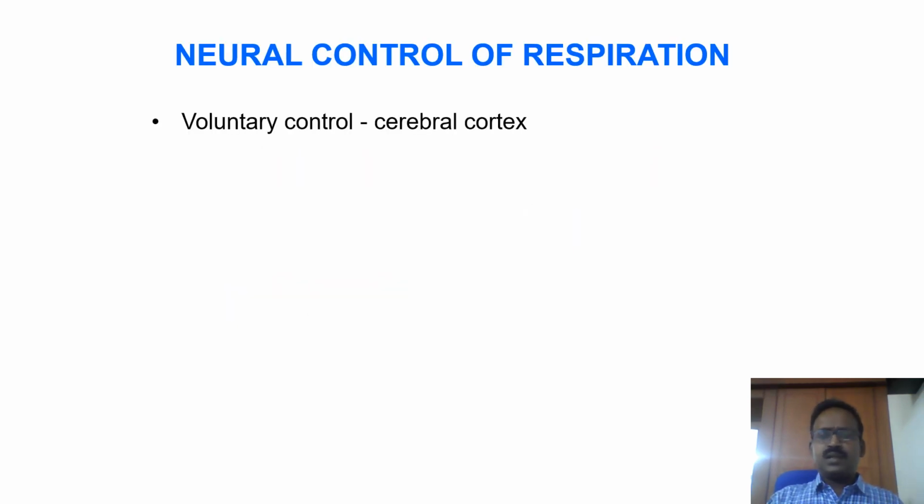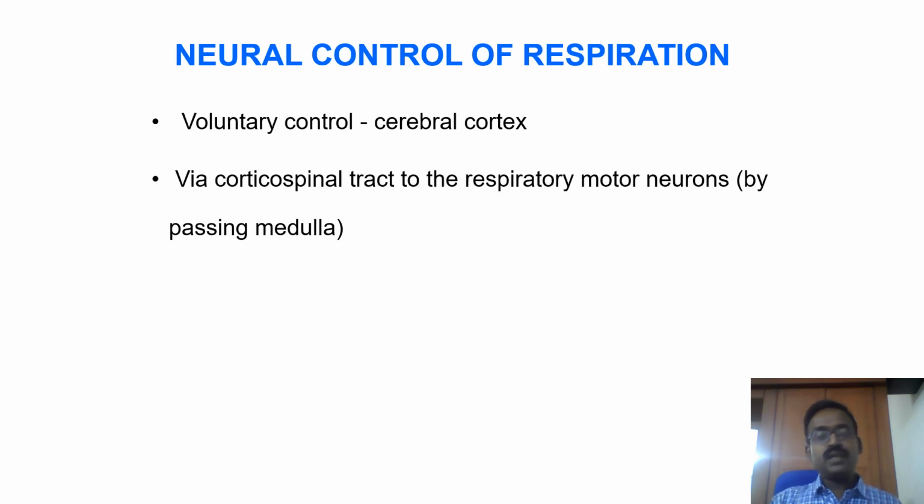Voluntarily, we can control the respiration. The voluntary control is regulated by the cerebral cortex through the corticospinal tract to the respiratory motor neuron. It bypasses the medulla; it does not pass through the medulla. But mostly respiration is automatic. We are not aware of the respiration.